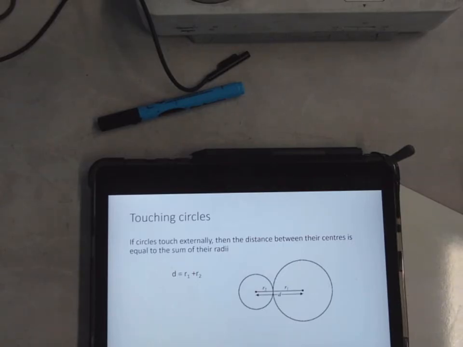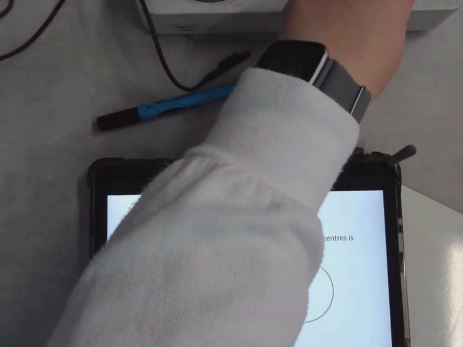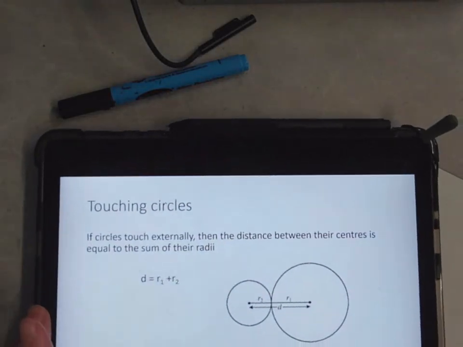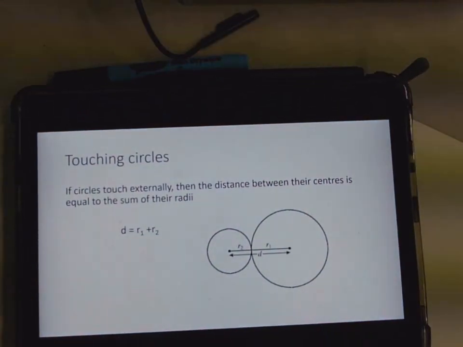Does that make sense? So we need the distance formula here. We need the centre and radius of each circle, because we're going to use the two centres to get the distance between them. And we're going to compare it to the radii when you add them. I don't think there's anything too complicated in this.